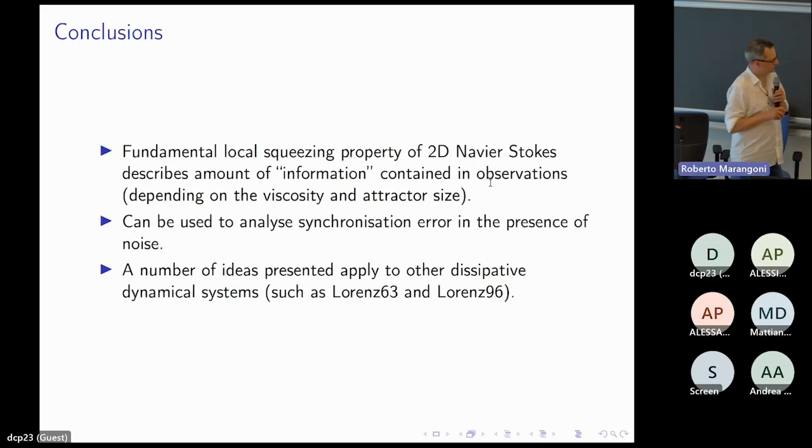And I mentioned this already, a number of the ideas presented apply to other dissipative dynamical systems. I've mentioned a few infinite dimensional ones, but of course, if you have finite dimensional ones that are similar in structure to 2D Navier-Stokes, such as the Lorenz system, Lorenz 63, Lorenz 96, then you can do very similar things, basically the same ideas. And in this situation, for these two systems, you do not, of course, have any issues with the infinite dimensionality.